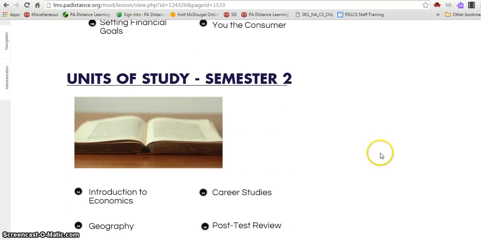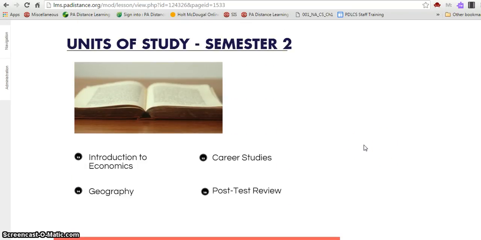Moving onwards, we talk a little bit about economics. We look at geography. We examine Canada, the United States, and Mexico. We talk about careers at the end of the year. It's really neat because our final unit talks all about you. So you get to learn a little more about yourself and maybe some of the choices you'll make when you get older. And we end with another post-test review.